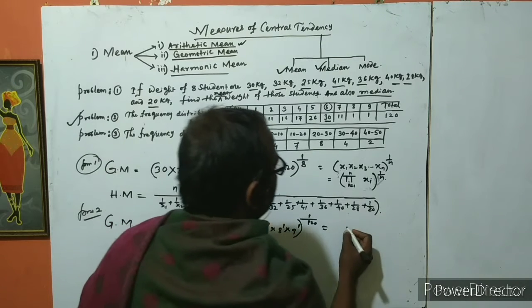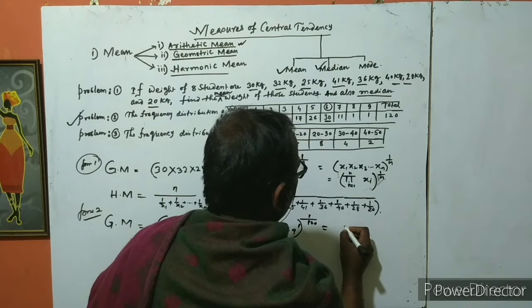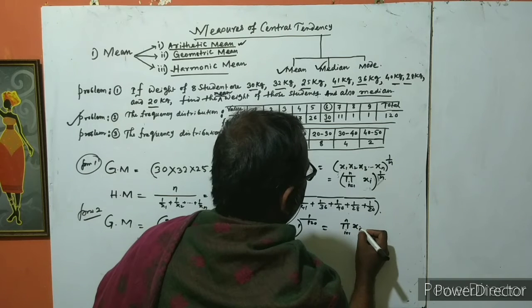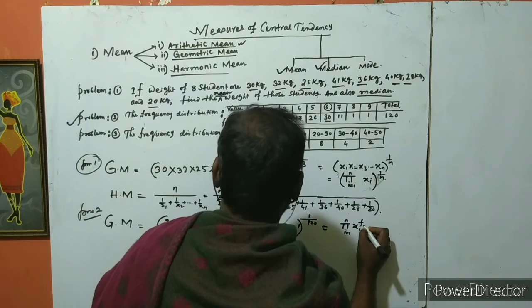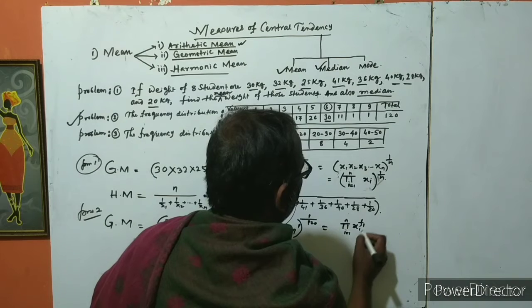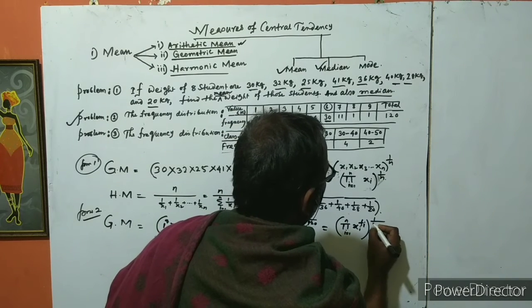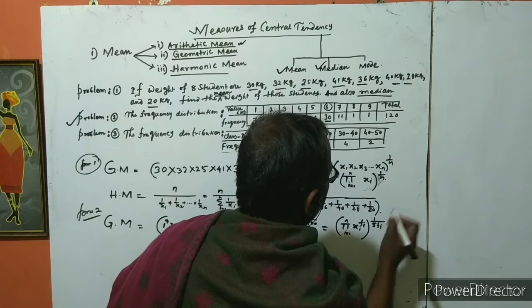So that is the product for i equal to 1 to n, of xi to the power fi, whole to the power 1 by summation fi.